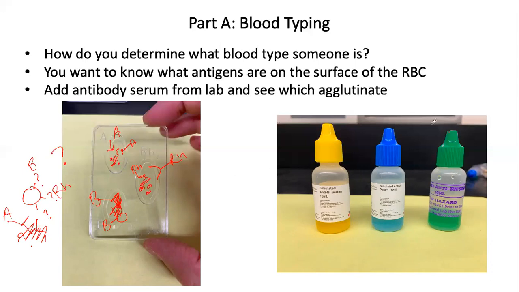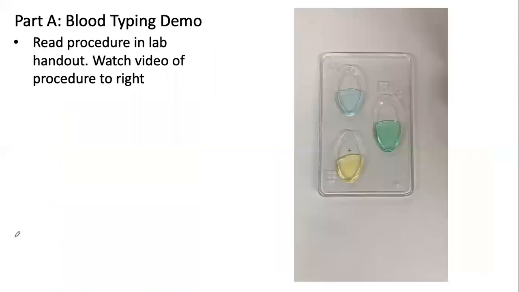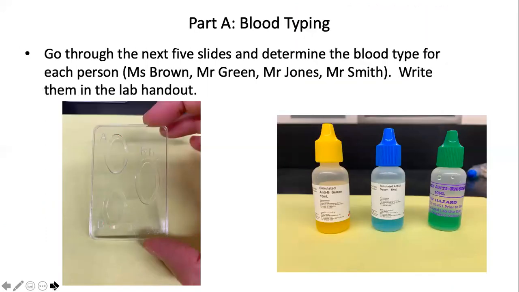So these antibodies are not what's in a person's plasma. These antibodies are strictly for helping us figure out what antigens we have on the surface of our red blood cells. And then from that, we can backtrack to figure out what antibodies we have in our plasma. Okay, so you're going to go through this lab and watch the video. You're going to figure out what blood types we have. So write them in your lab handout.